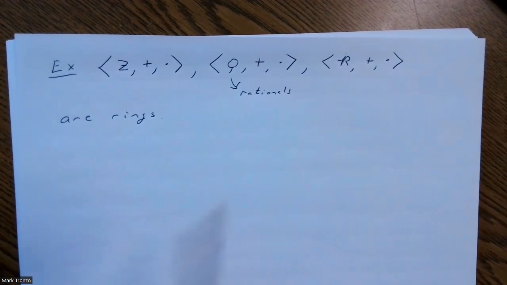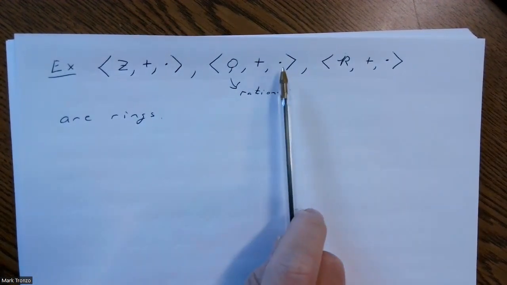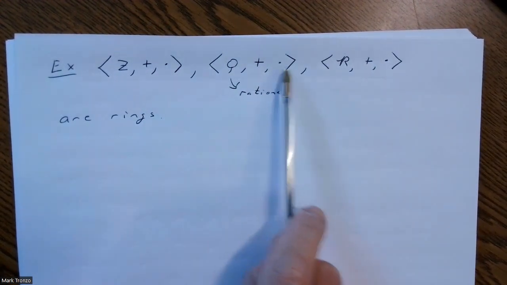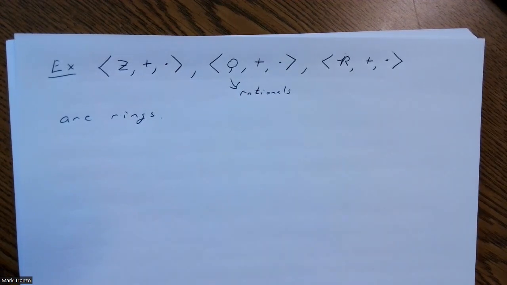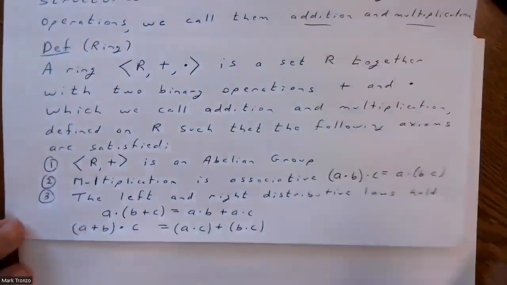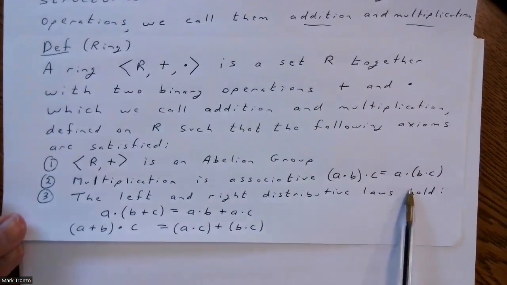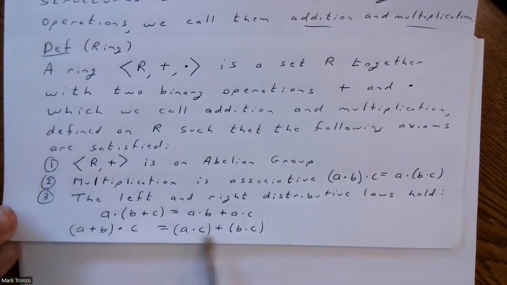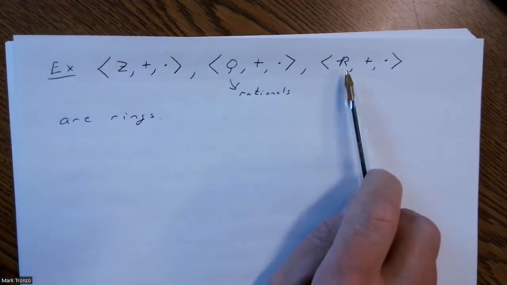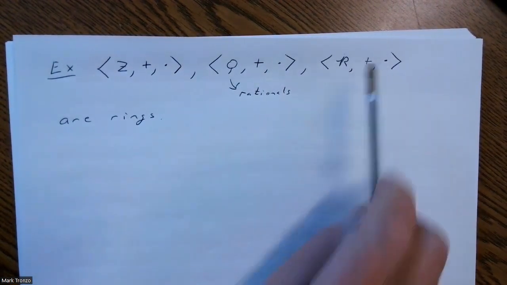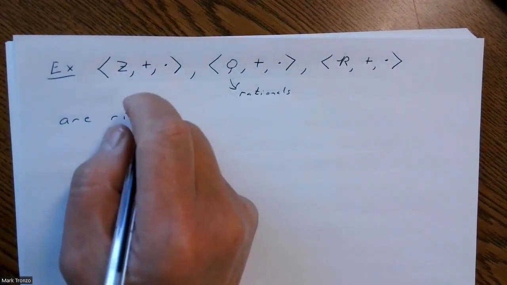And again, remember, under the second operation, it doesn't have many requirements, just that it be associative and that the distributive laws hold. For example, it doesn't have to have an inverse under multiplication or anything like that. So these are all rings.